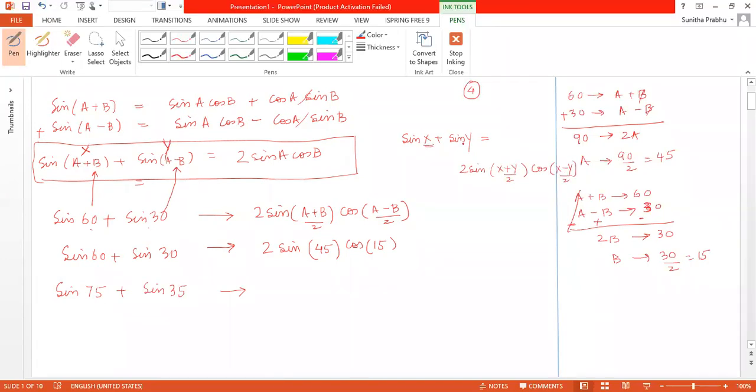If you're having sin x and sin y, you need to do (x plus y) by 2 and (x minus y) by 2. So this for you is your x, this for you is your y. Go ahead. So you get 2 sine 55 cos 20. 75 plus 35 divided by 2, very good. 75 plus 35 is 110, by 2 you will have 55, and then cos of the difference, 75 minus 35 is 40, and 40 by 2 is 20.